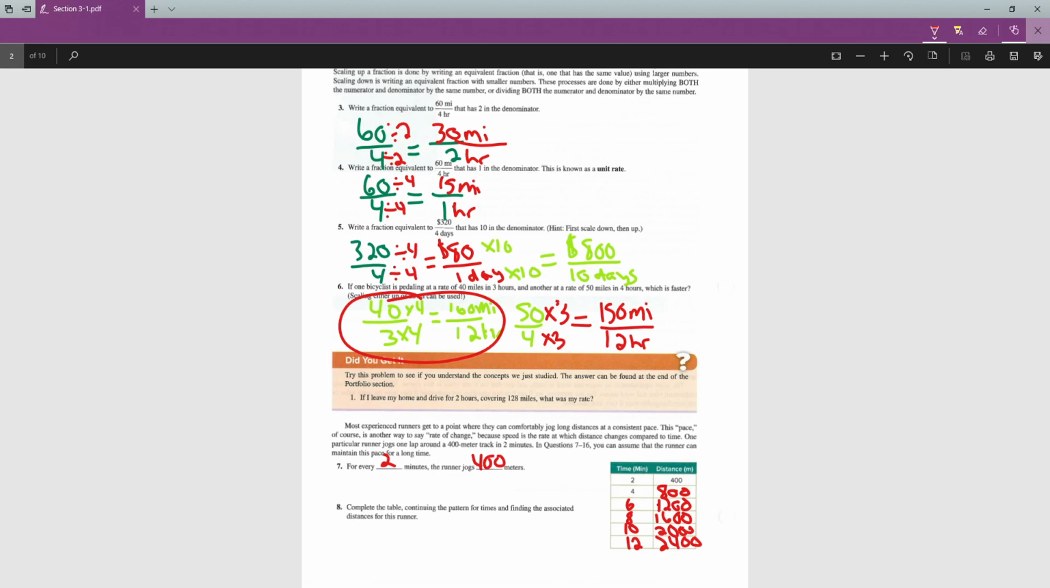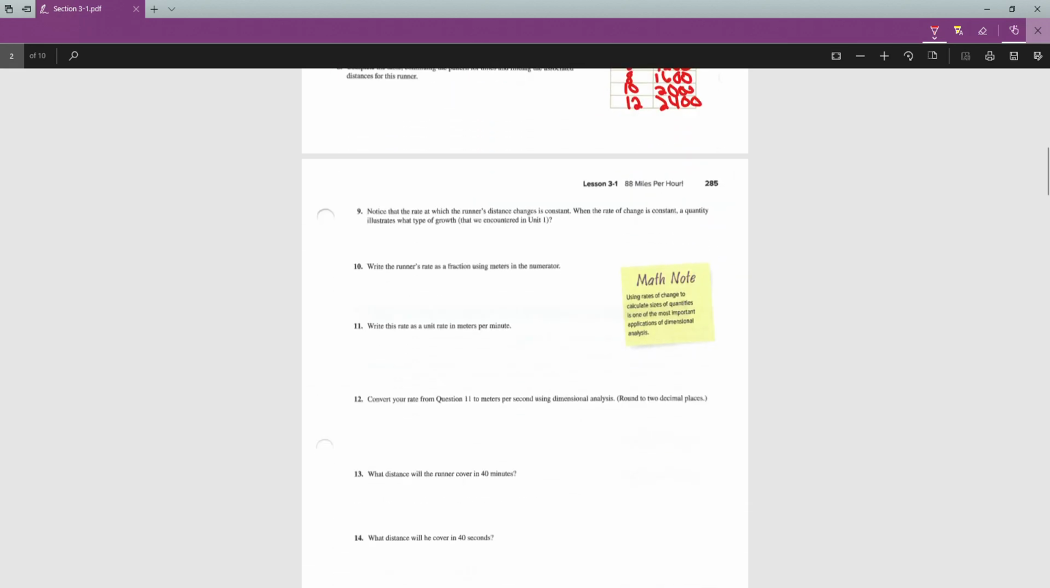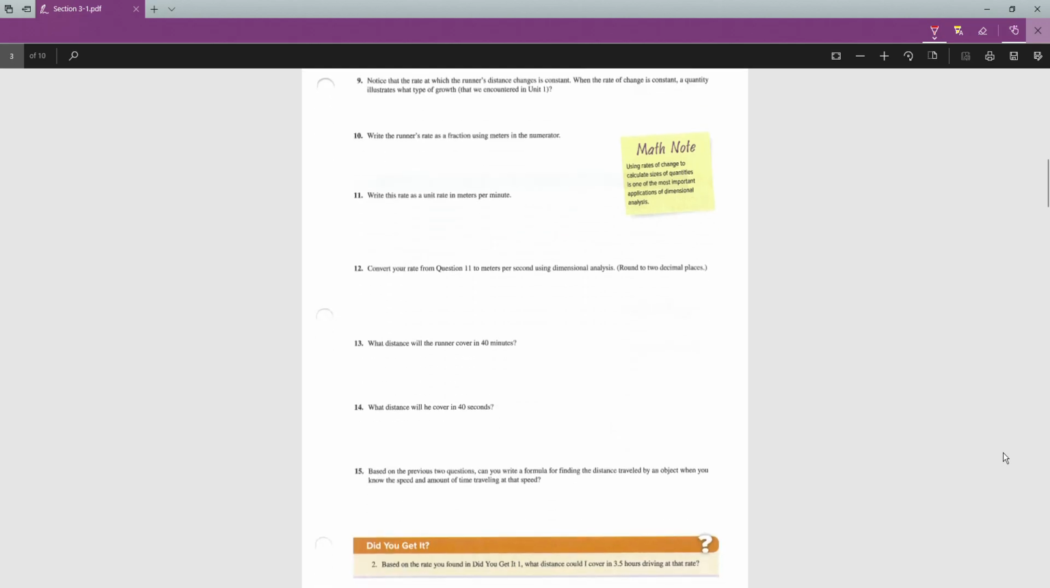Let's move over to page 285. It says, notice that the rate at which the runner's distance changes is constant. When the rate of change is constant, a quantity illustrates which type of growth? This goes back to that idea of exponential or linear growth that we dealt with in Unit 1. If it's staying constant, this is an example of linear growth.